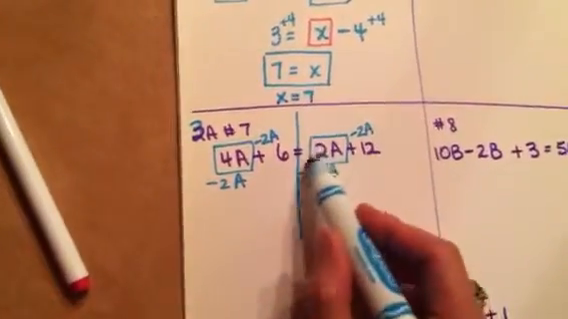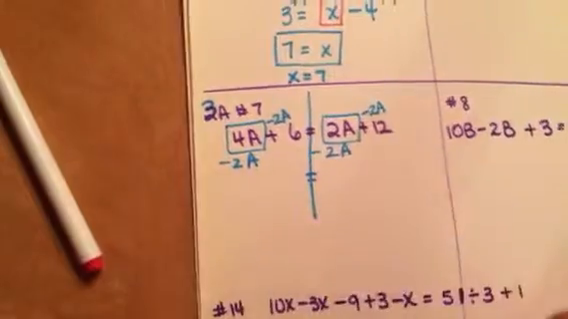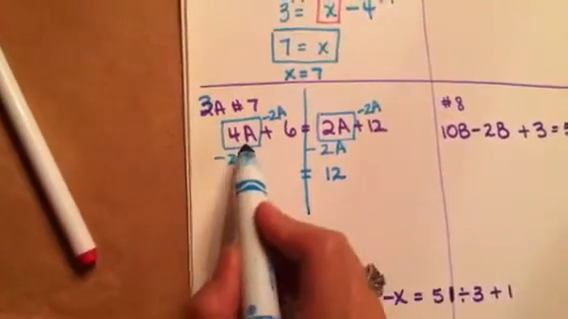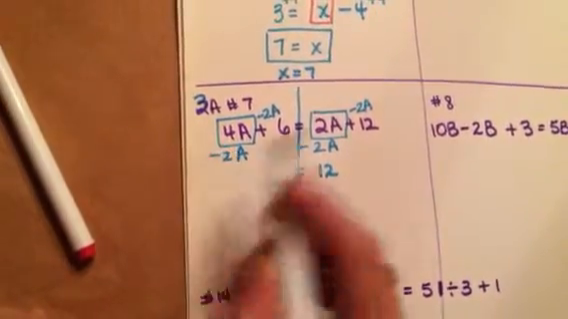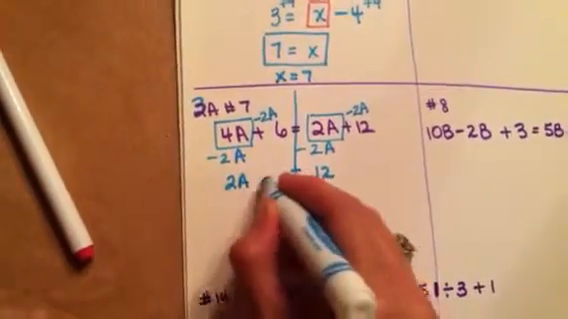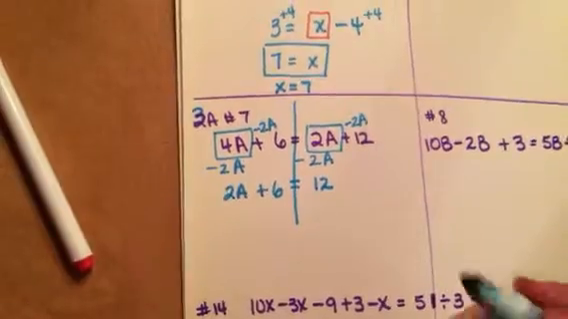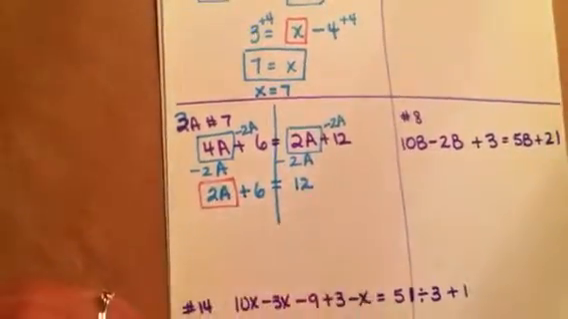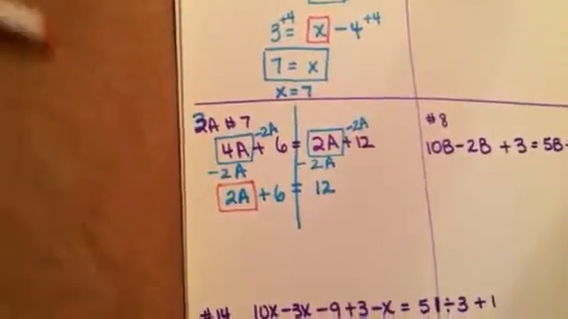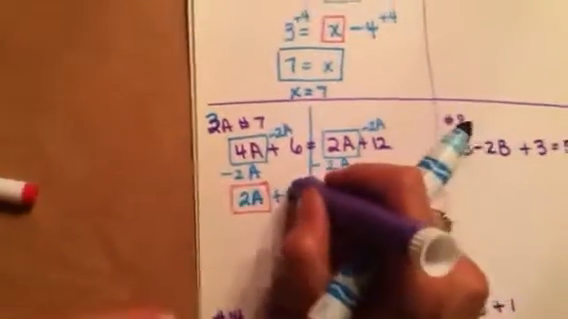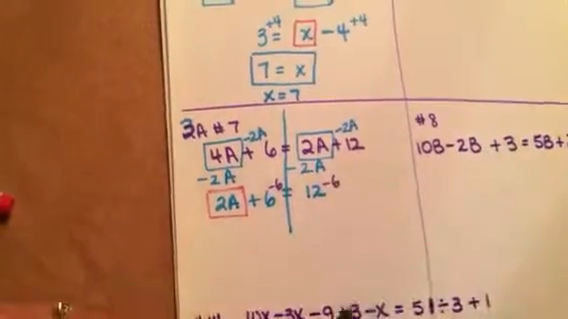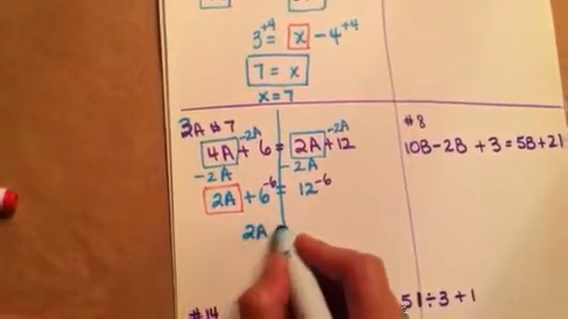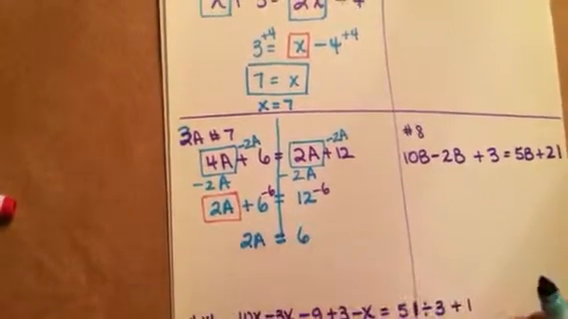So notice this cancels. So what do I have left on this side? Just a 12. What do I have left on this side? 4A minus 2A is 2A plus 6. Okay, now remember what you're supposed to do? Find your variable. Here it is. Get it by itself. So what are you going to do? Subtract 6. So we're going to come right here. We're going to subtract 6 from both sides. That way that's gone. So I have 2A equals 6.